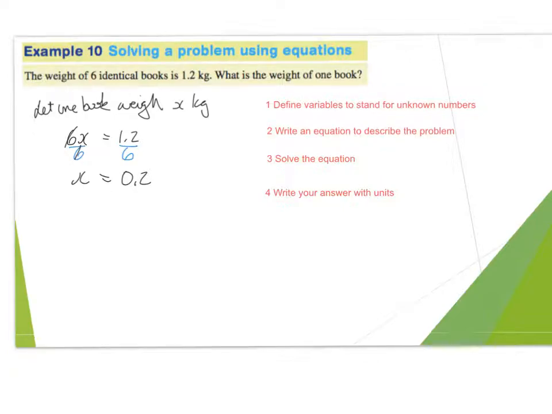The last step is then to write your answer with its units. So the question again was, what is the weight of one book? We said one book is x kilograms, x is 0.2, so I can say one book weighs 0.2 kilogram. Nice. Let's look at the next example.